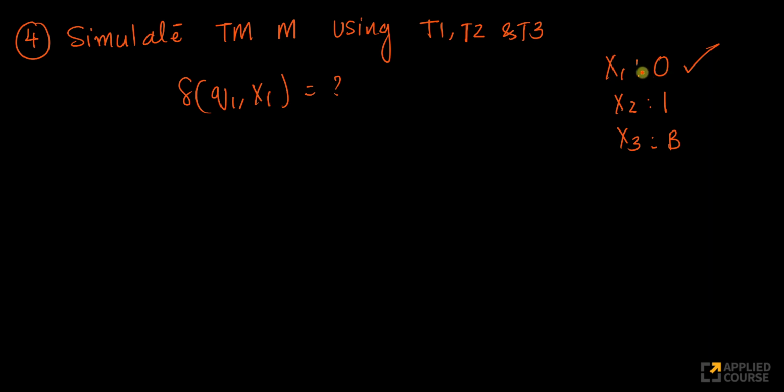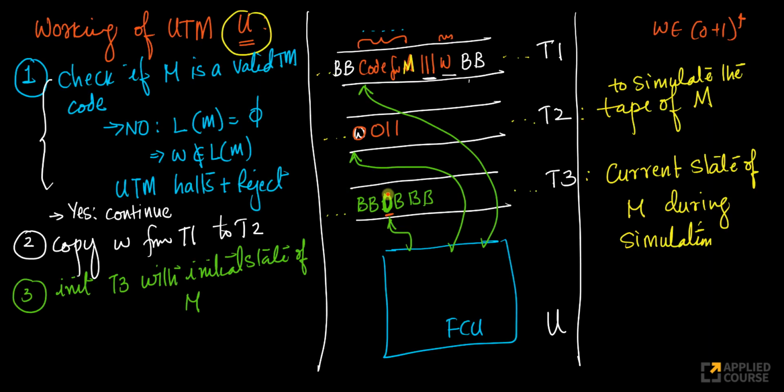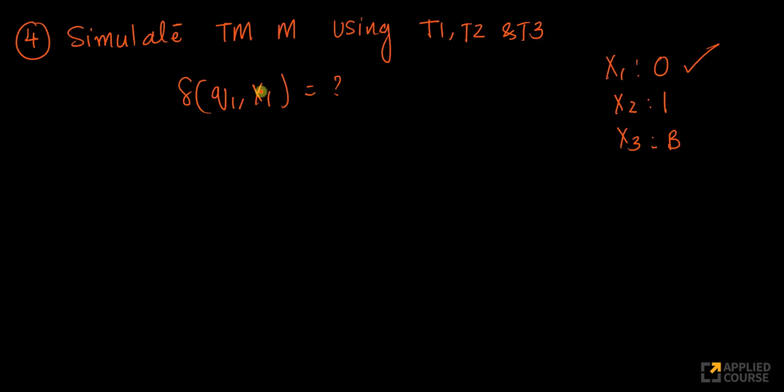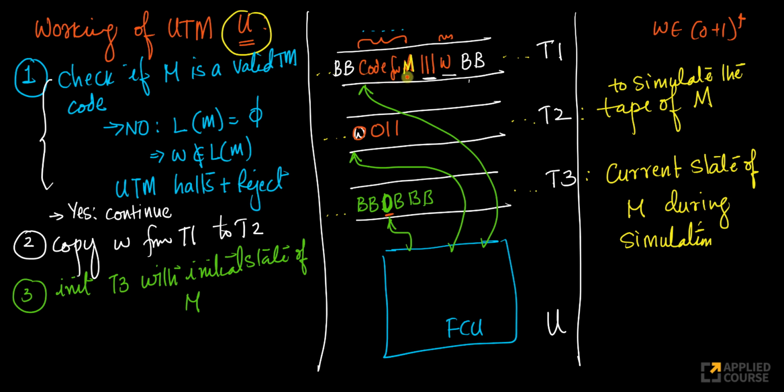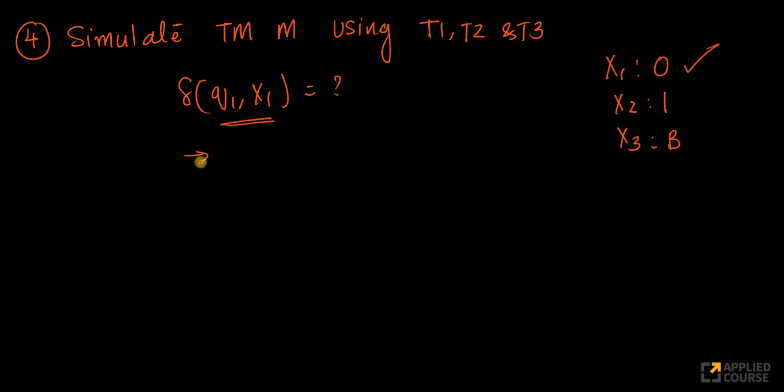0 is X1. Next, my state is Q1. Look at this, my state is Q1 because there is only one 0 here. Now I need to find what is the transition for this. For that, there is a binary code for M. So I'll start scanning the code for M. I keep scanning till the time I get this.